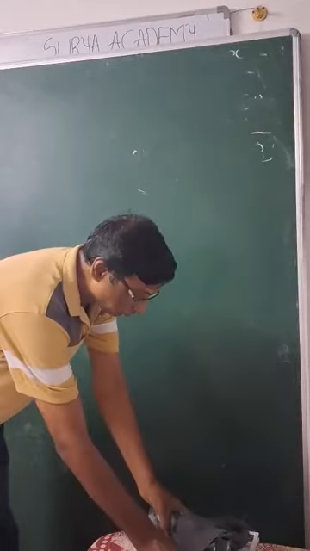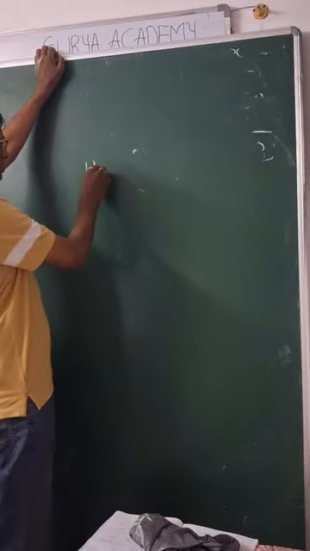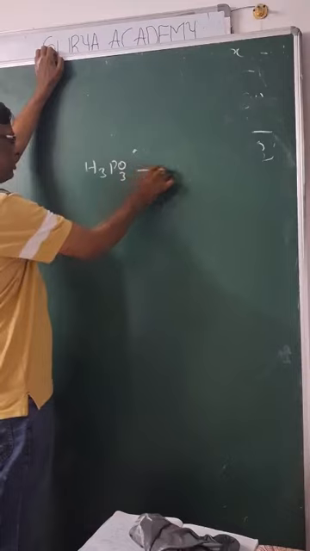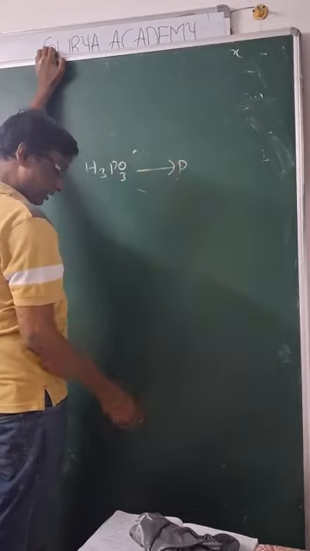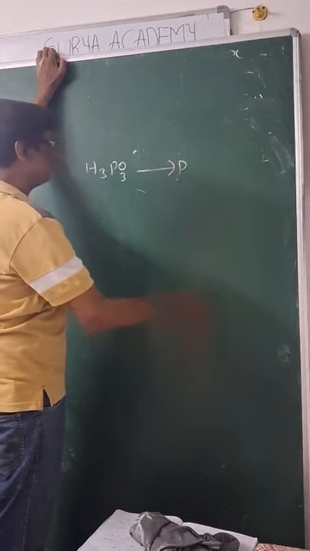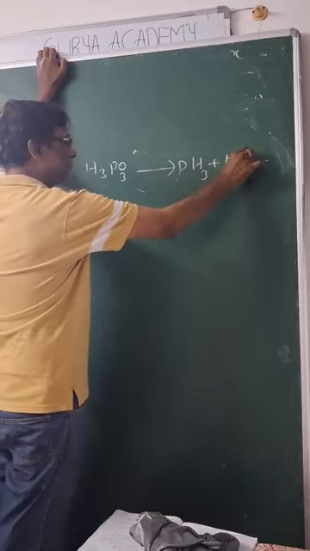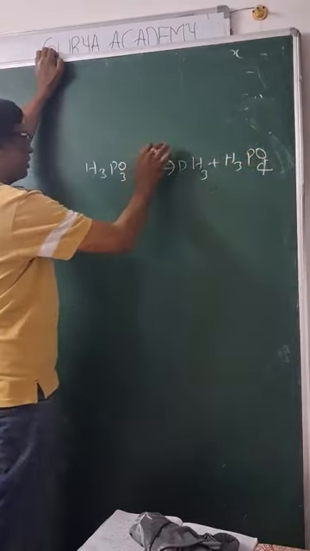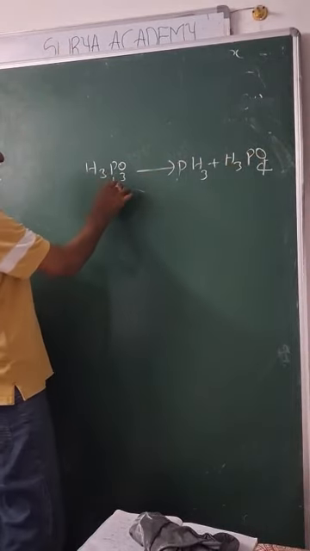Next one I give an equation. It is also a disproportionation reaction. In acidic medium, H3PO3 gives PH3 and H3PO4. Try to balance this. Plus 3 to minus 3.